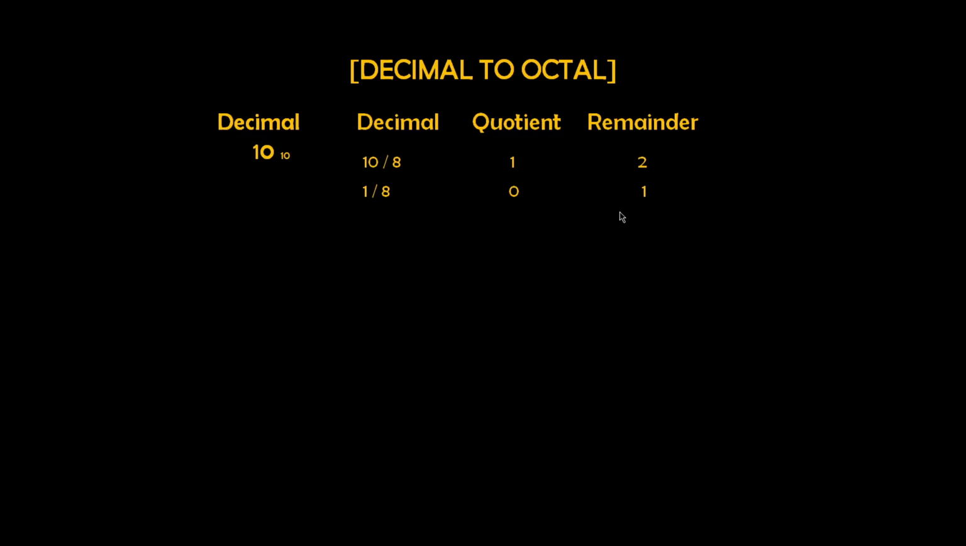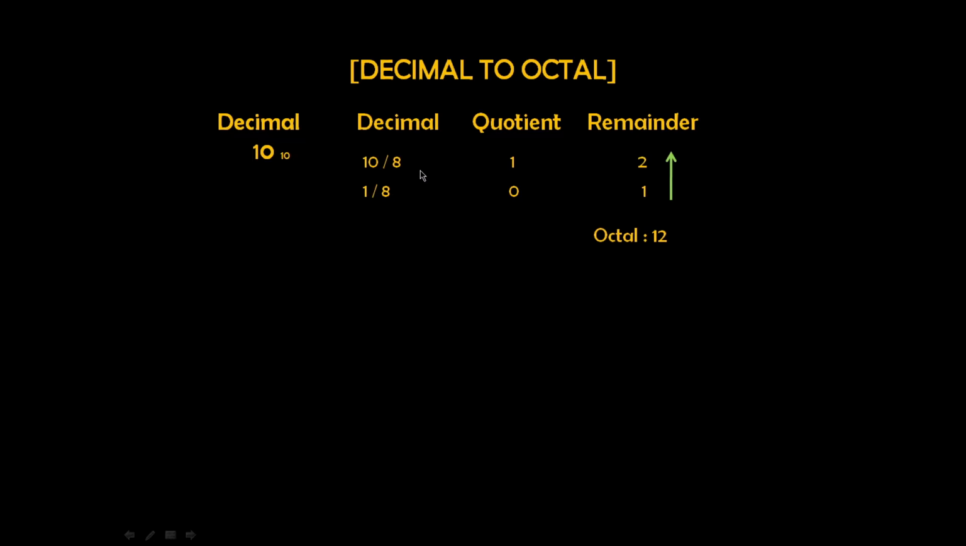From these remainders, we have the values 2 and 1. We read from bottom to top, so we have 1 and 2. That will be our octal. If we are going to construct a C program out of these methods, we are going to use this second method because it is a lot easier.